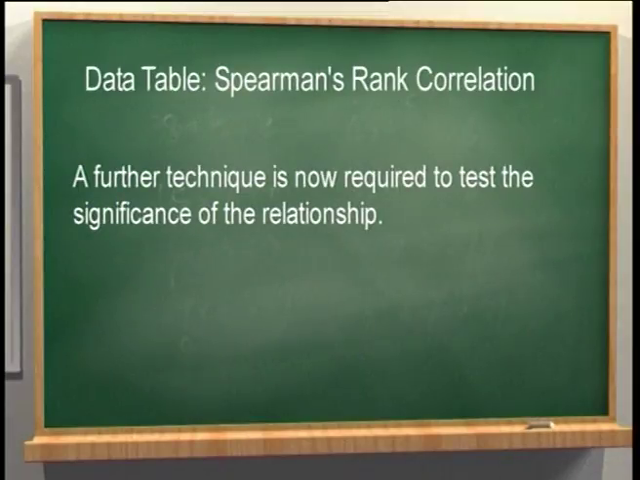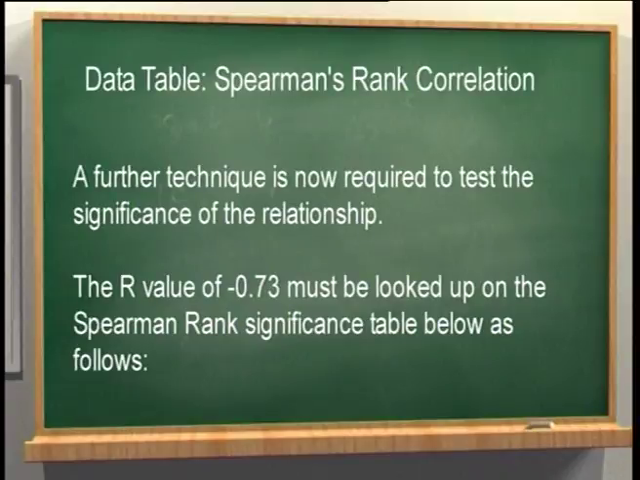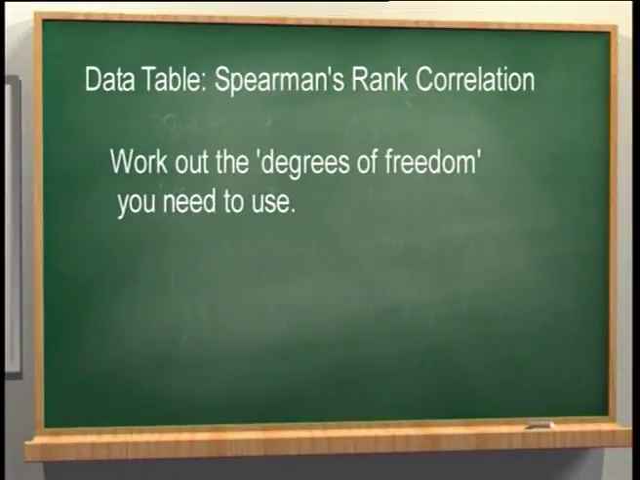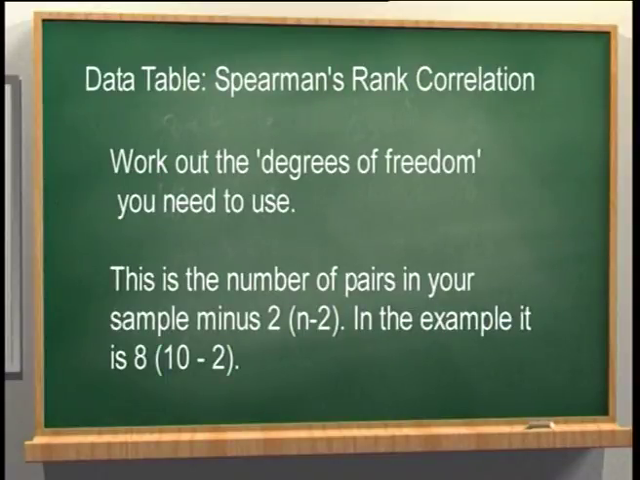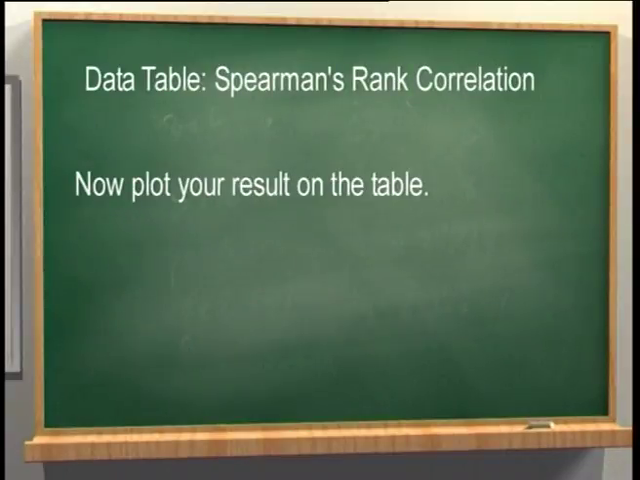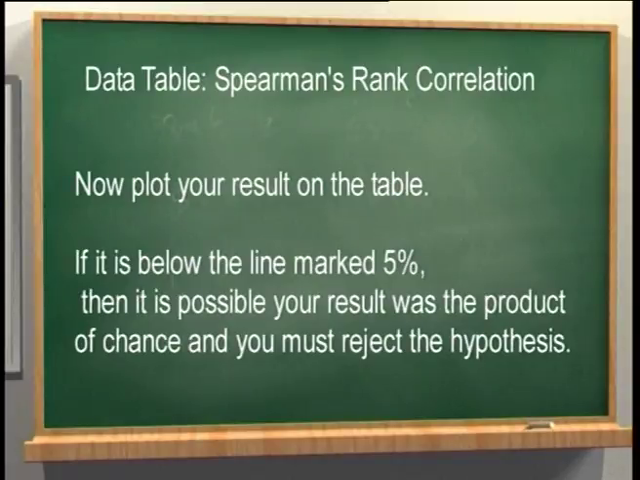A further technique is now required to test the significance of the relationship. The r value of -0.73 must be looked up on the Spearman rank significance table as follows. Work out the degrees of freedom you need to use. This is the number of pairs in your sample minus 2, that is n - 2. In the example, it is 8. Now, plot your results on the table. If it is below the line marked 5%, then it is possible your result was the product of chance and you must reject the hypothesis.